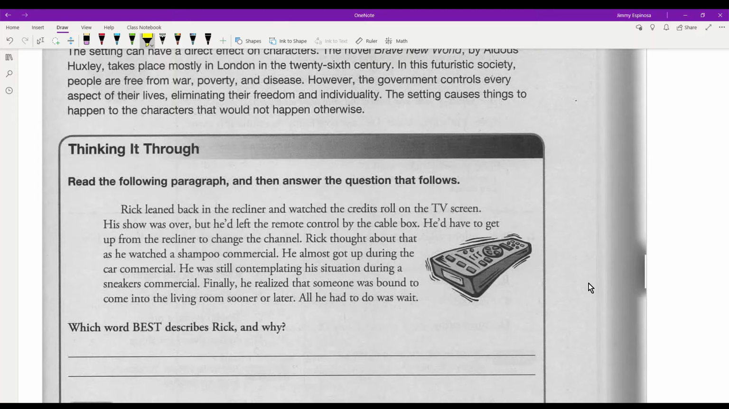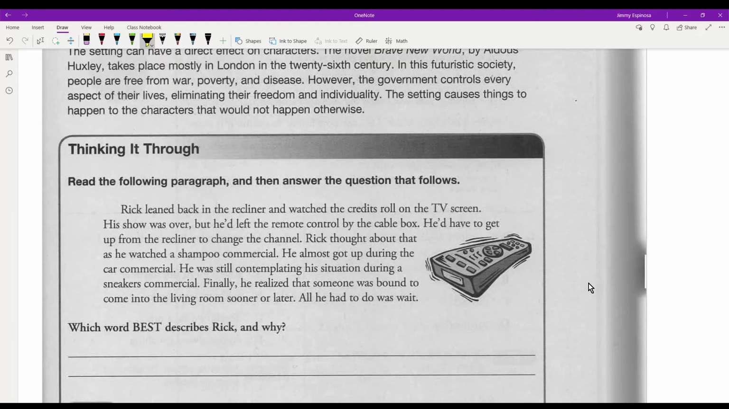He almost got up during the car commercial. He was still contemplating his situation during a sneakers commercial. Finally, he realized that someone was bound to come into the living room sooner or later. All he had to do was wait. Now it says which word best describes Rick and why.